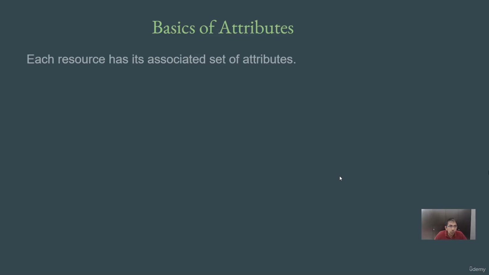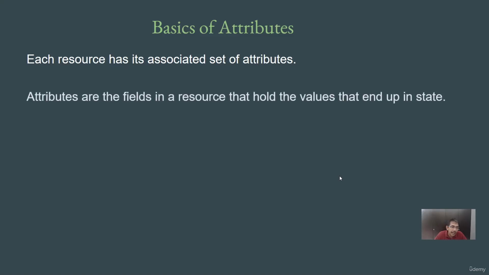Now at a high level, note that each resource that you create in Terraform has its associated set of attributes. And what are attributes? Attributes are the fields in a resource that hold the values that end up in a state file. Now again, this is a little confusing. However, with our diagram, things will become much easier to understand.